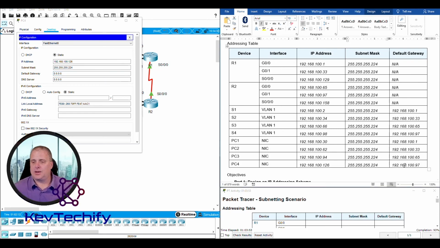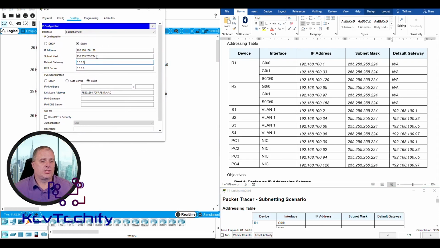And then the last step is we need to set our default gateway. Here's our default gateway. That is the IP address of the gig interface on router 2. Here's our default gateway, IP address of 192.168.100.97. As soon as you click out of that field, it updates. I am at 100% completion.